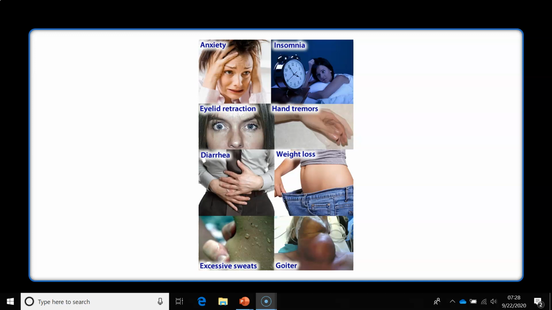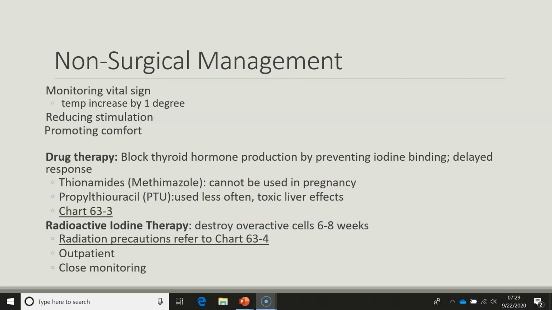Other things that we may do is a thyroid scan. A lot of times with these people, it's because of their psychosocial irritability. A lot of times their family notices something's going wrong before the patient themselves do. Most of these patients are treated non-surgically.